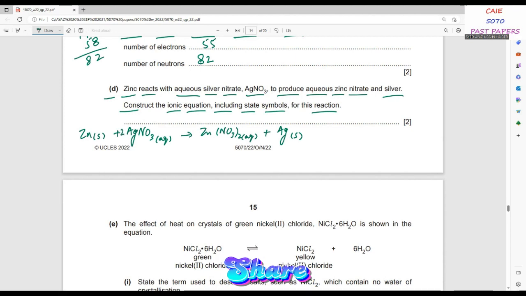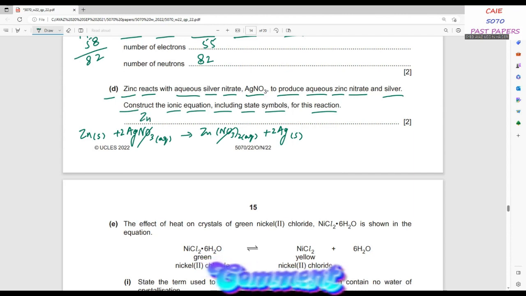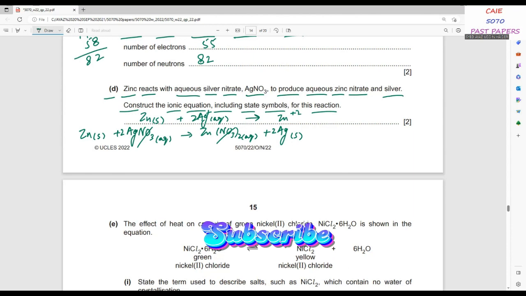So let's balance the equation first. We'll cancel out the spectator ions on both sides of the equation. We'll get the nitrate ion being cancelled. So we'll get Zn solid plus 2Ag+ aqueous gives Zn2+ aqueous plus 2Ag solid.